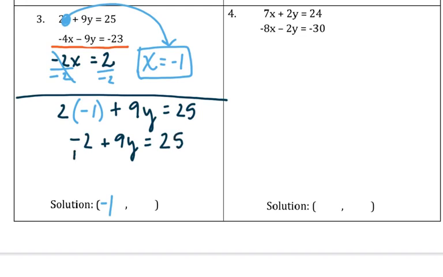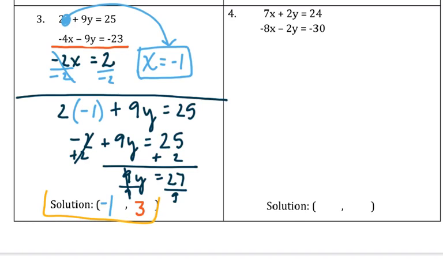Get y by itself, plus 2, so 9y equals 27. Divided by 9, divided by 9. So I just solved for y. So 27 divided by 9 is the number 3. Okay, so for number 3, the correct answer: negative 1, comma 3.